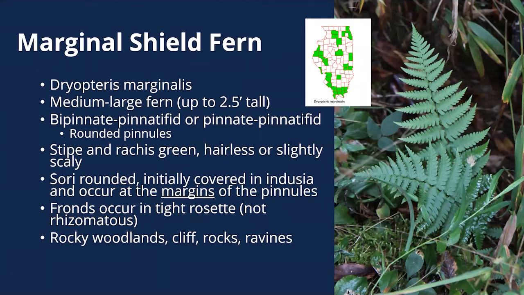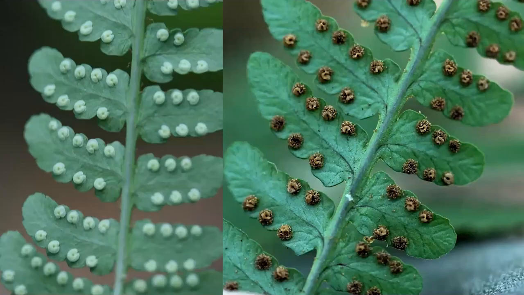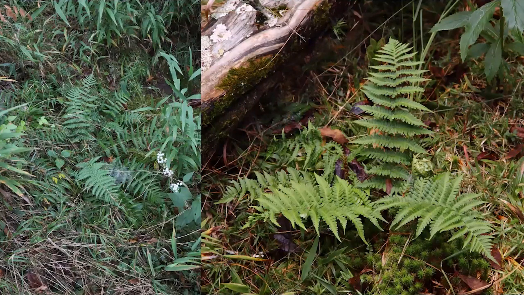This grows in similar places as lady fern. But again, flip them over, look at the underside of the leaf, and you can see these rounded donut-like sori that are covered. And then you can see on the right-hand picture as it's matured, that indusium starts getting broken away. But they occur right at the edge of the pinnules. And then you can see they form these little tight clusters with the fronds coming out of the ground, unlike the lady fern, which has loose rhizomes spreading a little more.